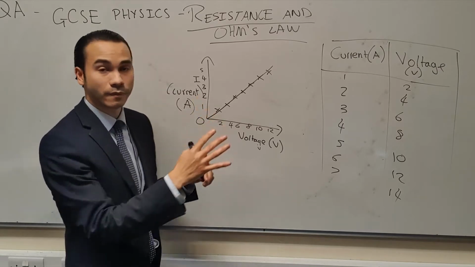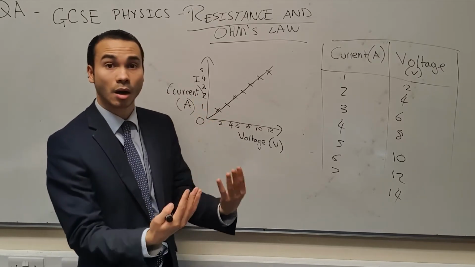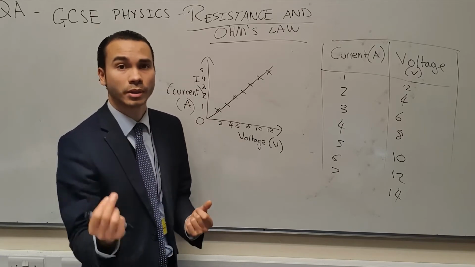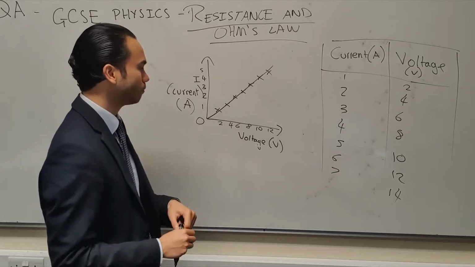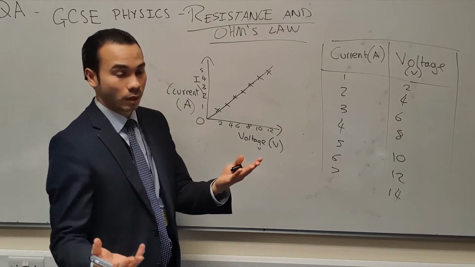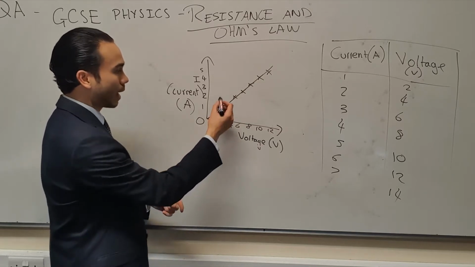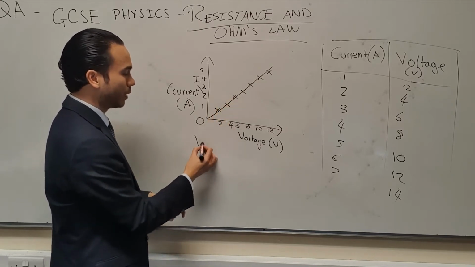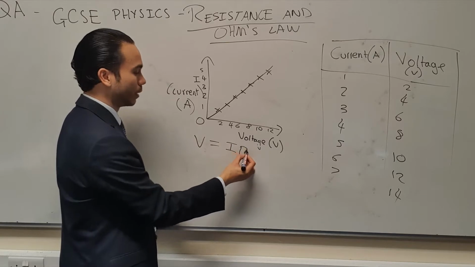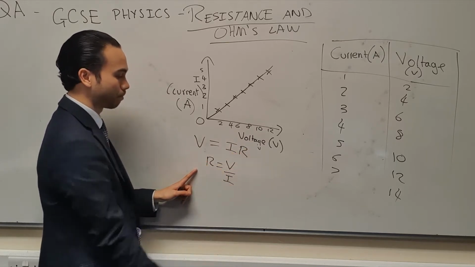Well, one thing I forgot to say in that definition: Ohm's law is when current and voltage are proportional to one another at constant temperature, because this gradient will change with temperature as well. So, what is this measuring? Well, V is equal to IR. So if I make R the subject, R is V over I.